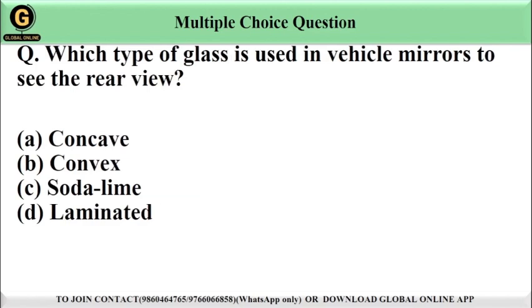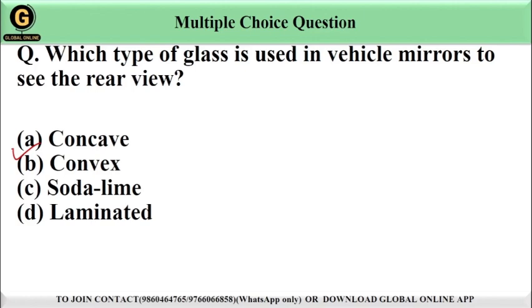Let's move on to the next question. Which type of glass is used in vehicle mirror to see the rear view? Options are concave, convex, soda lime and laminated. So guys, convex mirrors are used in vehicles for rear view mirror because they provide a wider field of view, allowing the driver to see more area behind them. This makes driving safer by giving better visibility of approaching vehicles.